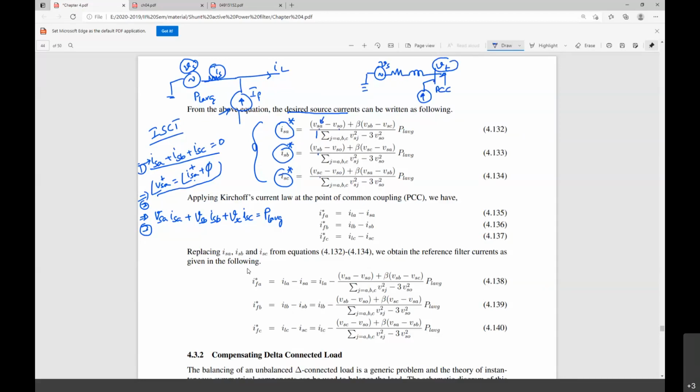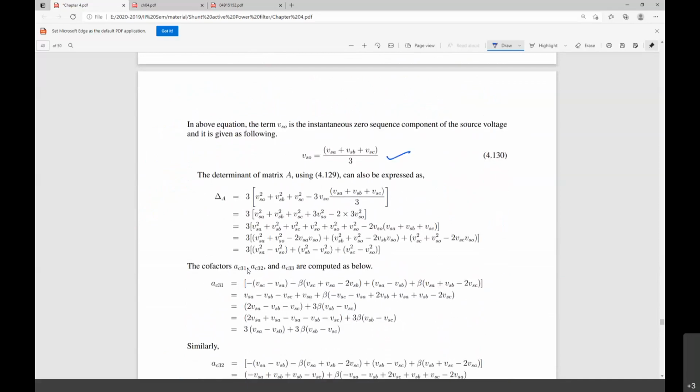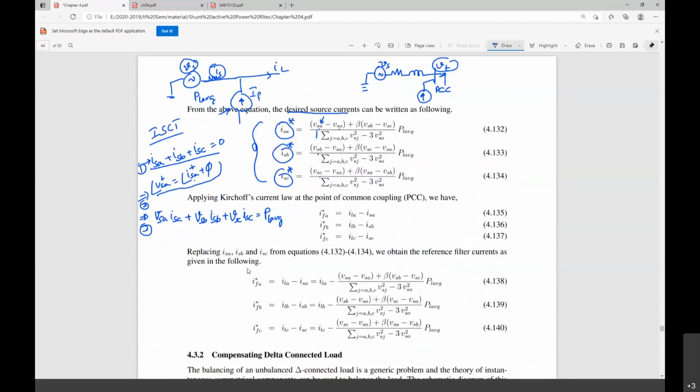Anyway, VS naught is the zero sequence voltage. It is 1 by 3 somewhere in the earlier equation. VS naught is equal to VSA plus VSB plus VSC. Instead of VSA, if we consider the PCC voltage as VT, we get VTA plus VTB plus VTC. In this expression, the voltages are all instantaneous voltages, and even the generated currents ISA, ISB and ISC are all instantaneous currents only.